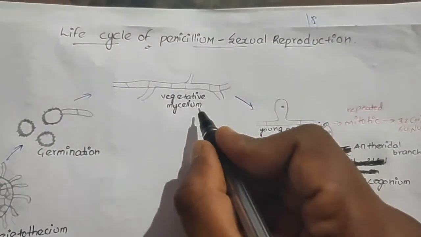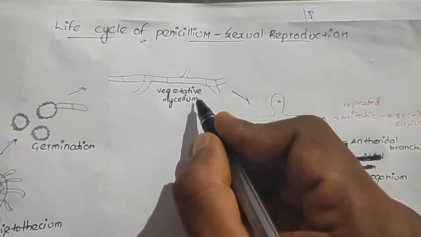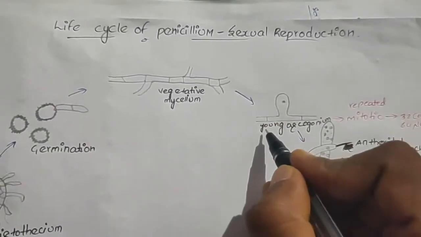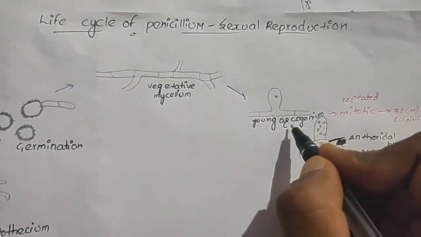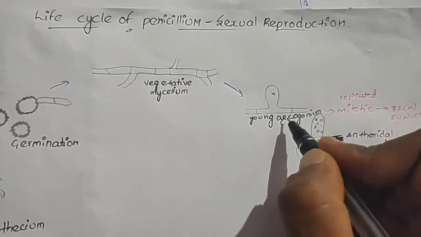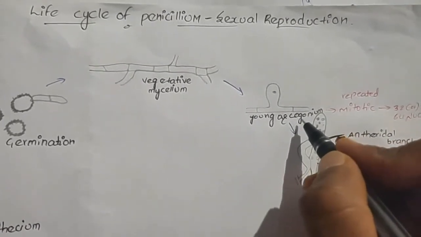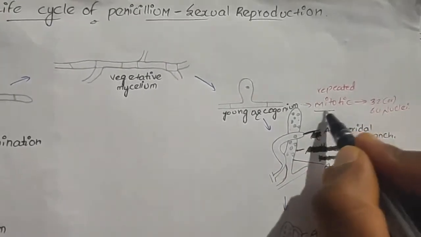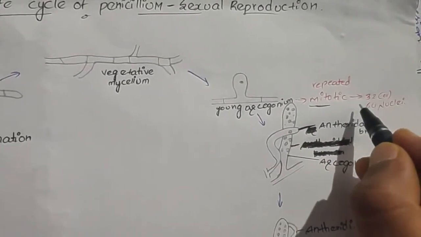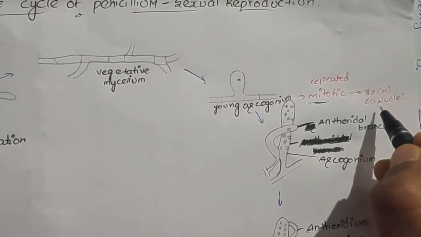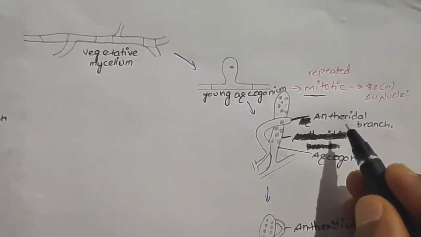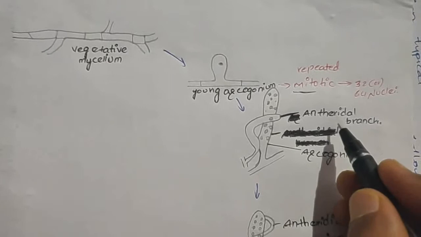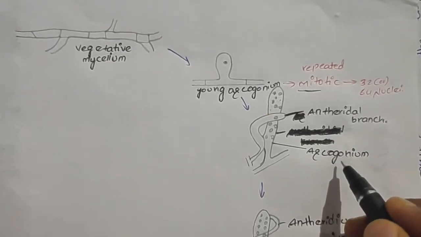Any cell of the vegetative mycelium of Penicillium can develop into an ascogonium, the female gamete. This ascogonium develops as an erect, uninucleated and unicellular body, and the nucleus of the ascogonium undergoes repeated mitotic divisions and produces 32 or 64 nuclei. At the same time, the antheridium, the male gamete, develops simultaneously along with the ascogonium.